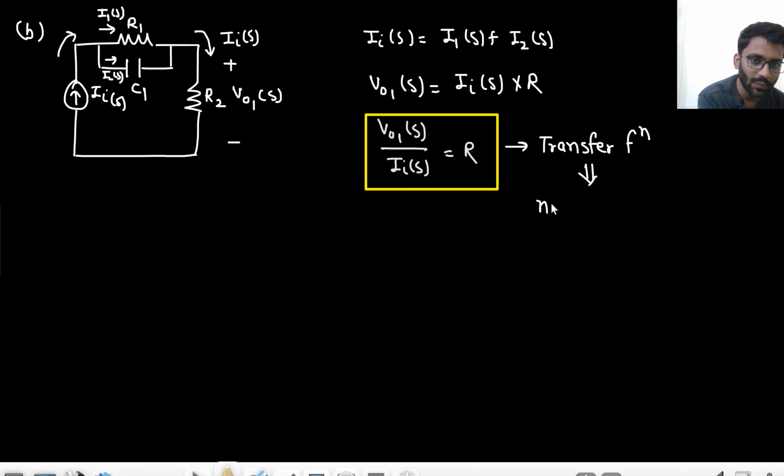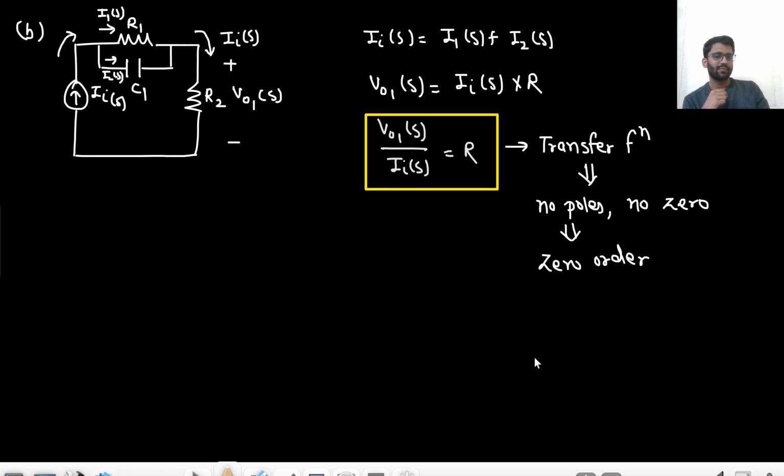So there are no poles and no zeros. And if there is no pole, that means it is a zero order circuit. So here I am getting a zero order circuit with respect to the output across the resistance. If I take the output across the capacitor or resistance R1, my order will be different. That's why I say there is nothing like the order of the circuit; it is defined with respect to the output. Are you getting my point? If I say order of the circuit, I am referring to a particular output. If this is my output, I will say the order of the circuit is zero.